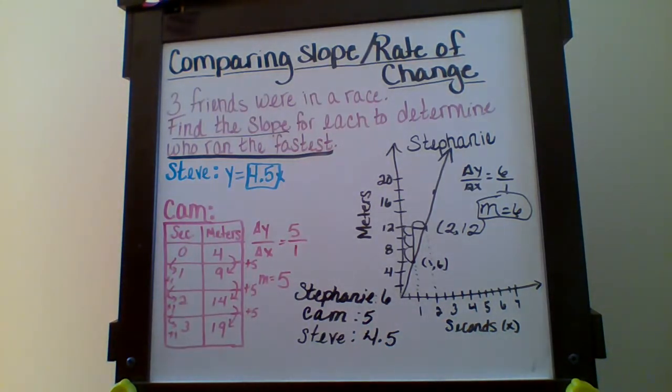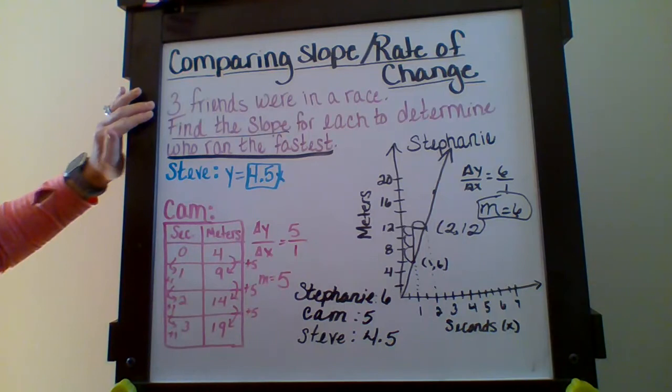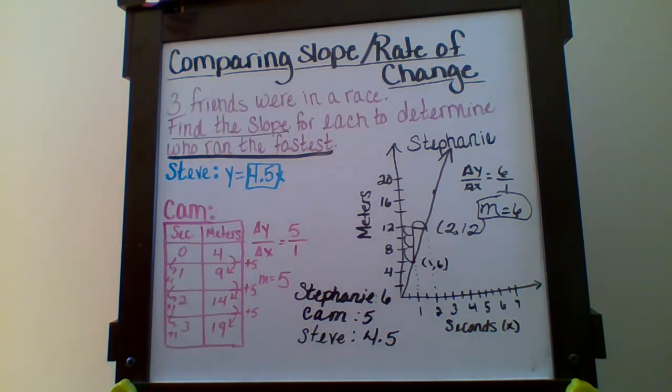So that's just another example of how you can compare finding slope. We had an equation, a table, and a graph. And make sure you're paying attention to what the question is asking you. That way you know how to correctly answer this question.